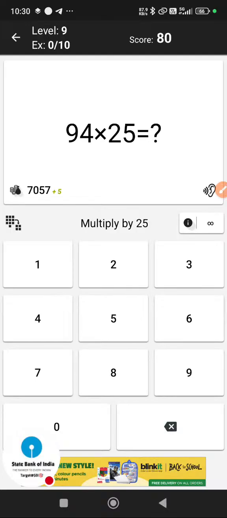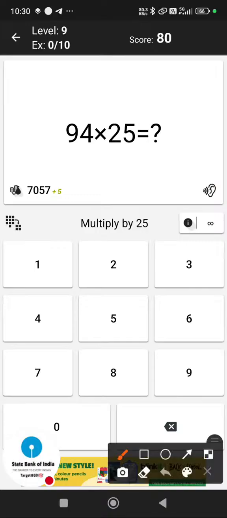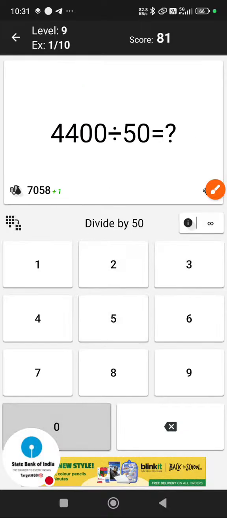How to solve above 100 square numbers? Okay, we will see in these questions. It will come. So 25 4 times will be 100. 25 9 times 225. So 2350. 2350 is our answer.